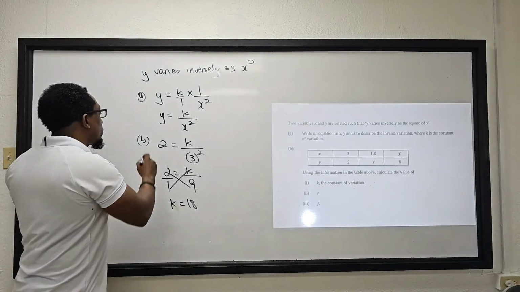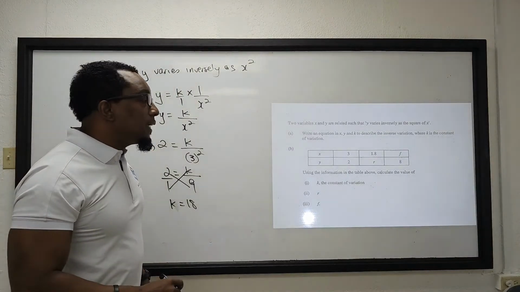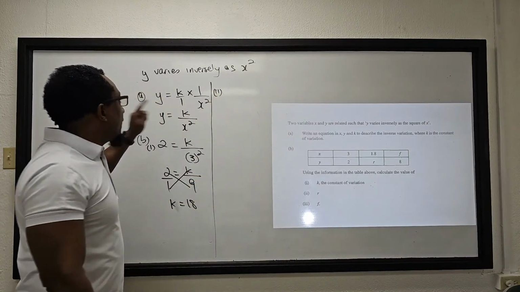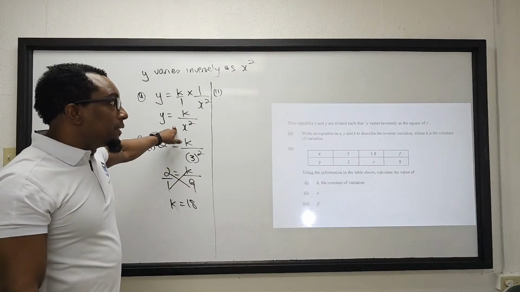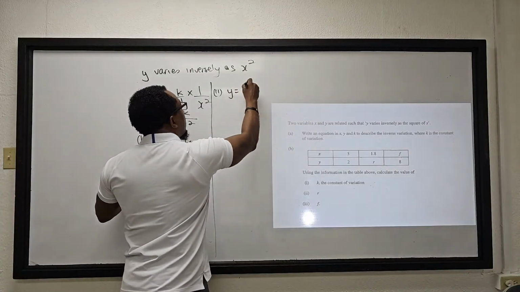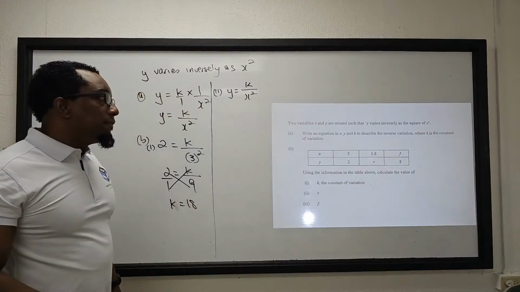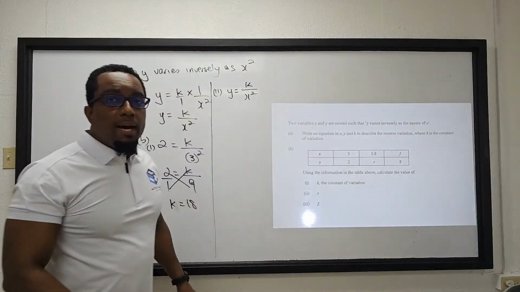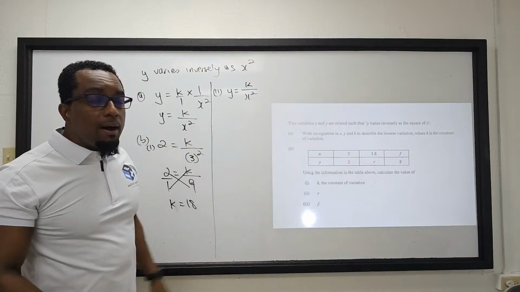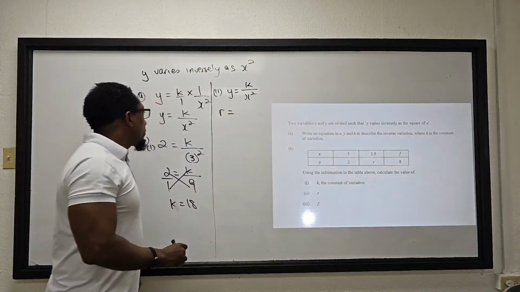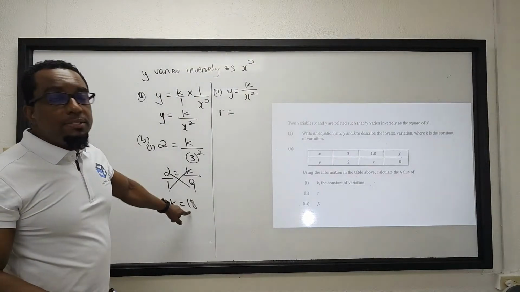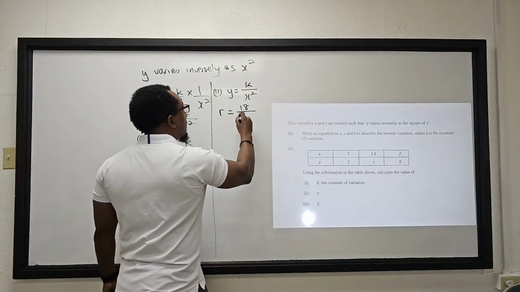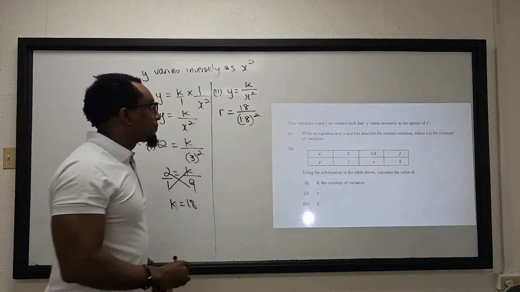Now let's look at B part 2, let's find r. So to find r, what are we going to do? Again, we're using the equation established initially, y is equal to k over x squared, and to find r, when x is 1.8, the corresponding value of y is r, so I'm going to replace y with r, is equal to k, I'm going to replace k with 18, over, I'm going to replace x with 1.8 in bracket squared.